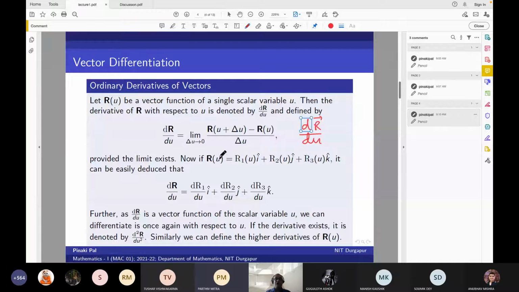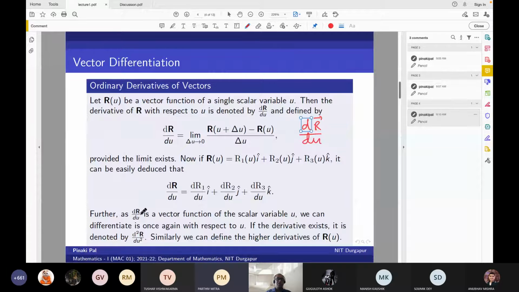Now let us note that if we write the vector component-wise, r(u) is equal to r1(u) i plus r2(u) j plus r3(u) k. If we express this vector in terms of its components, it will typically look like this. And then from the original definition, we will see that dr/du is equal to dr1/du i, this is the first component, plus dr2/du j plus dr3/du k. So if we differentiate the individual components and then add, we'll get the derivative of the vector valued function. Nothing is changing, just the interpretation is changing. The derivative of the vector valued function with respect to a single variable is obtained by differentiating the components and adding.